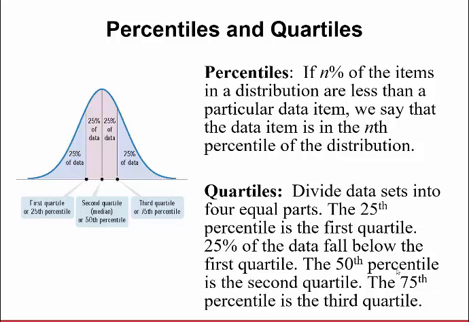Then we can have quartiles. They divide data sets into 4 equal parts, like quarters. The 25th percentile, so 25% of people below, is the first quartile. 25% of the data fall below this first quartile. The 50th percentile is the second quartile, and the 75th percentile is the third quartile. That's all they are.